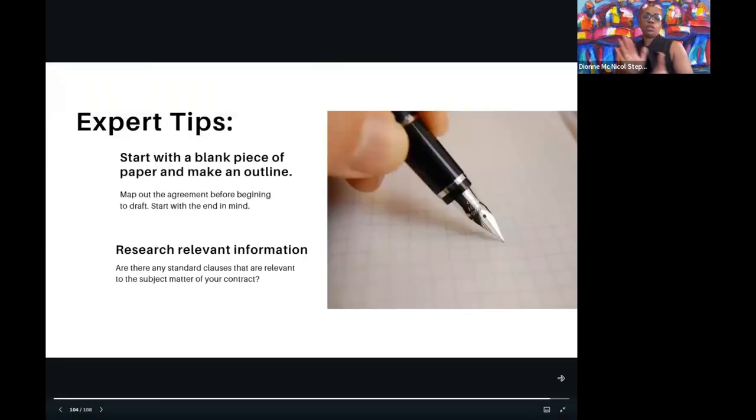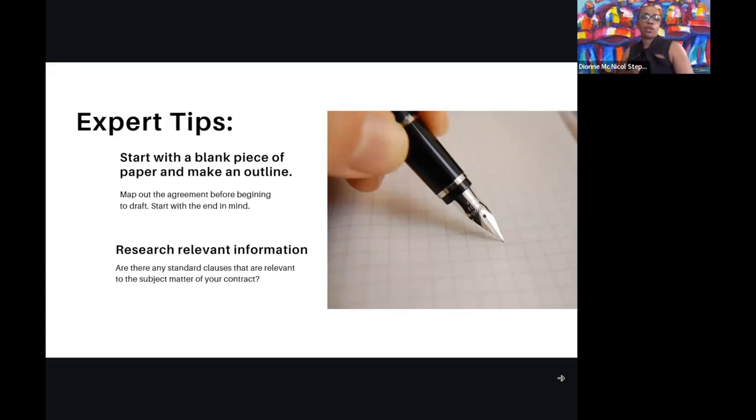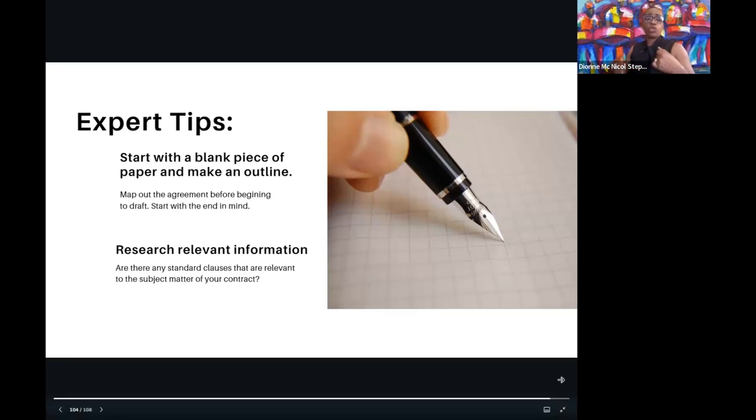So, some expert tips. You start with a blank piece of paper and make an outline. You want to map out the agreement before beginning to draft, starting with the end in mind. And of course, you want to be informed, so you want to research any relevant information that is there.